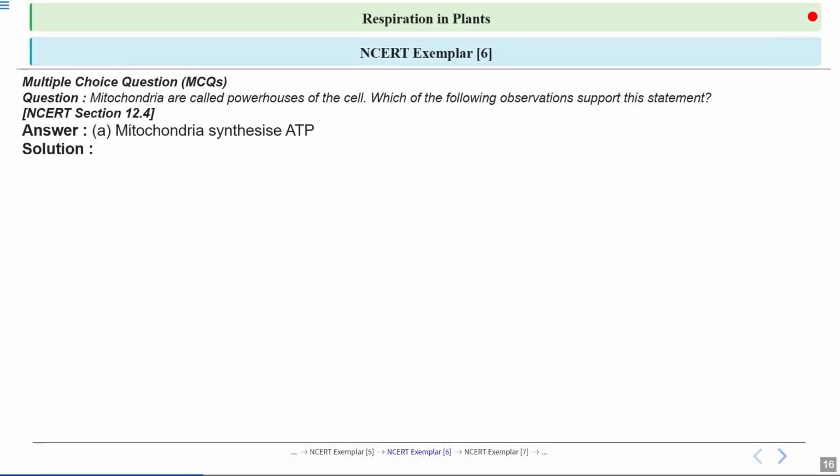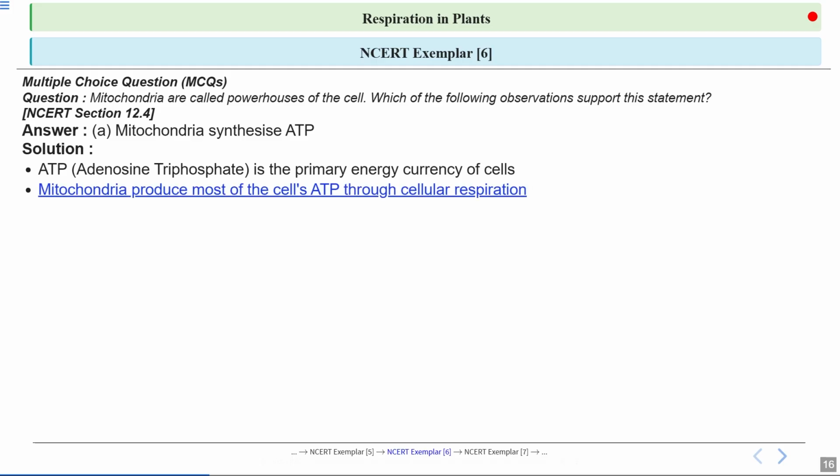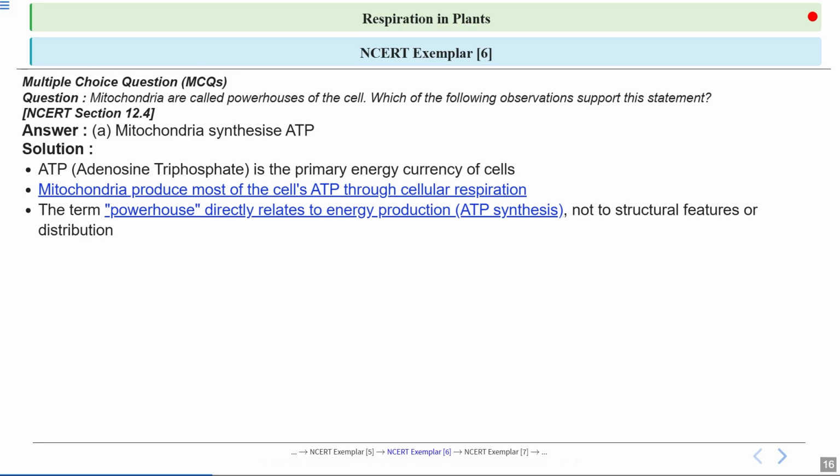So this is because mitochondria synthesize ATP. So the correct option is option A. Now we know ATP, or adenosine triphosphate, is the primary energy currency of cells. And mitochondria produce most of the cell's ATP through the process of cellular respiration. So this connects the function of mitochondria directly to energy production. Now the term powerhouse is used because of this energy production, not because of how mitochondria look or where they are found. So it's all about the function.